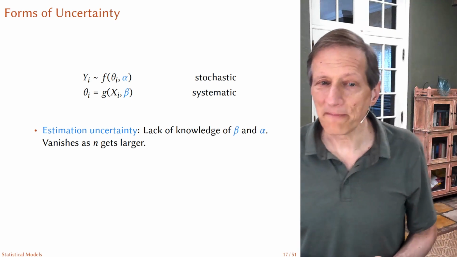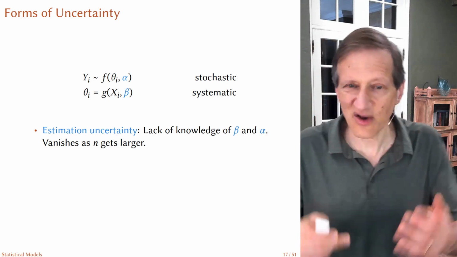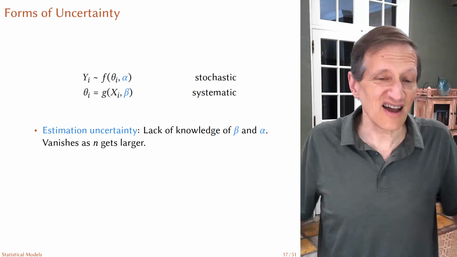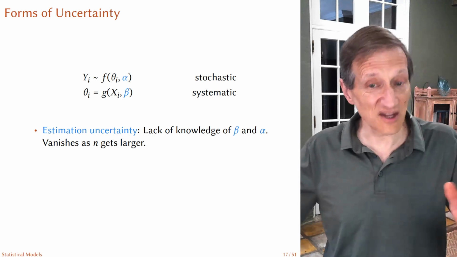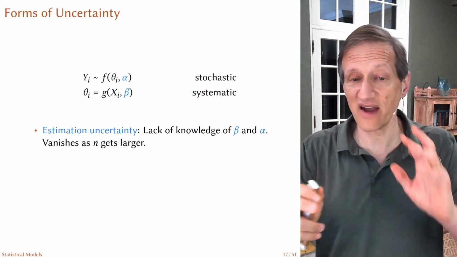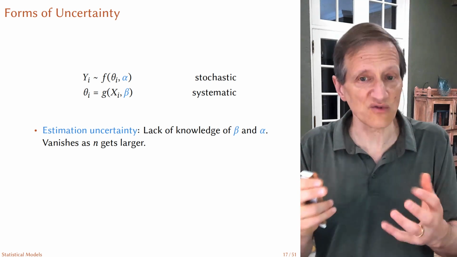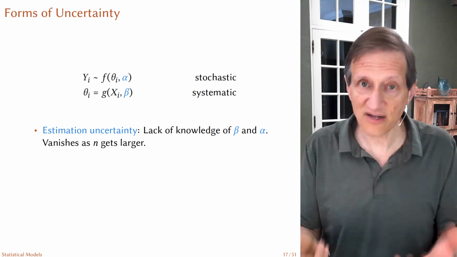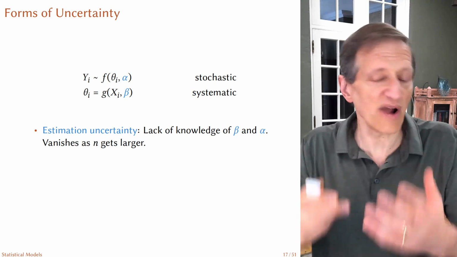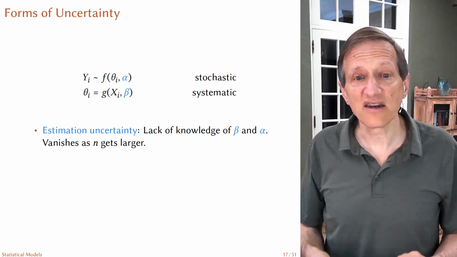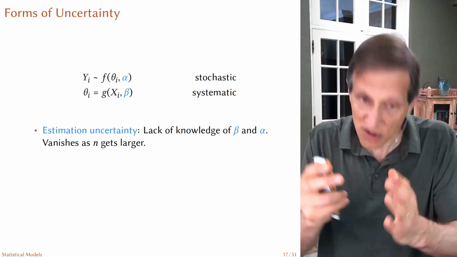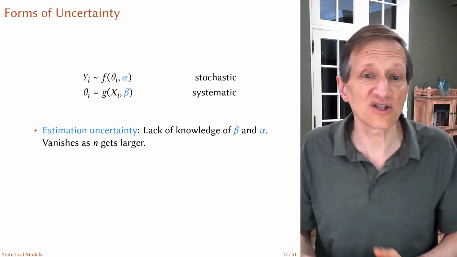So if estimation uncertainty is beta and alpha, and in fact, as n gets larger, it goes away, you can see that. If you do things the right way, you get standard errors or confidence intervals, uncertainty estimates of your estimate of beta and alpha, and those standard errors or confidence intervals will get smaller and smaller, or should get smaller and smaller as n gets larger.